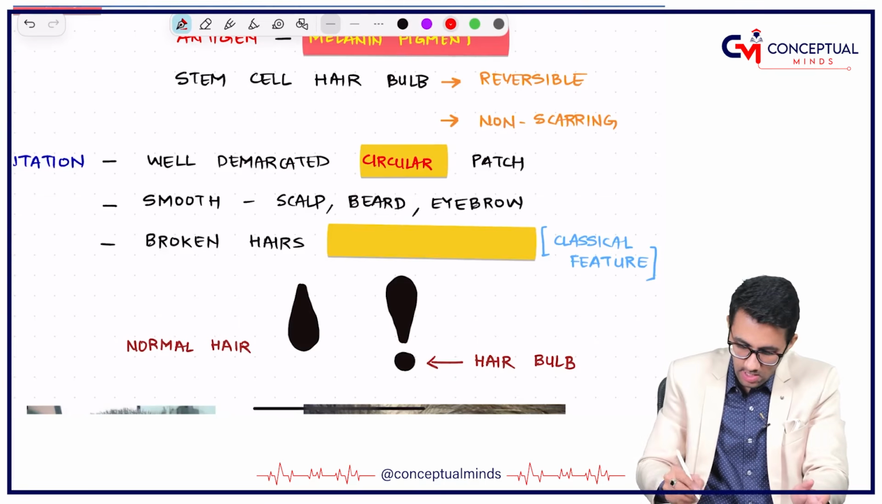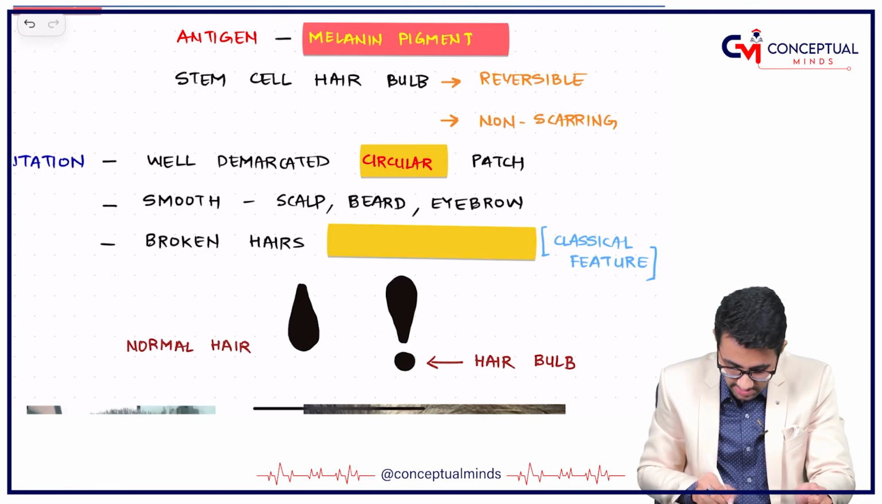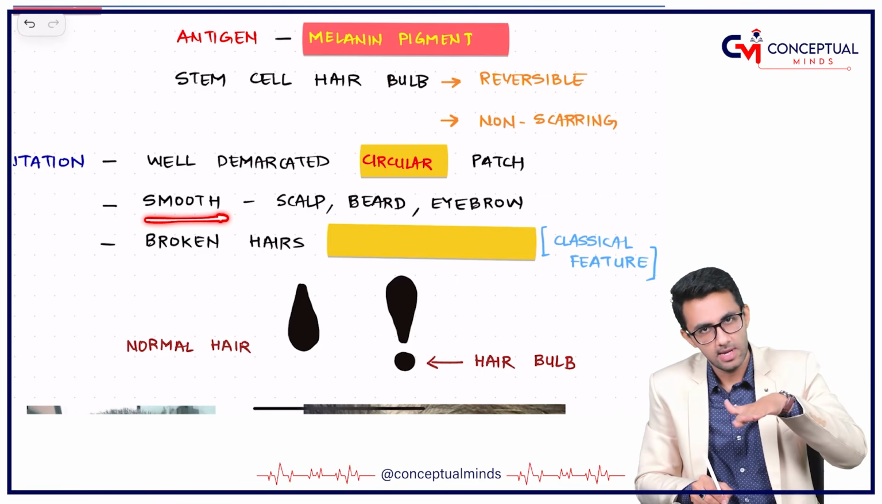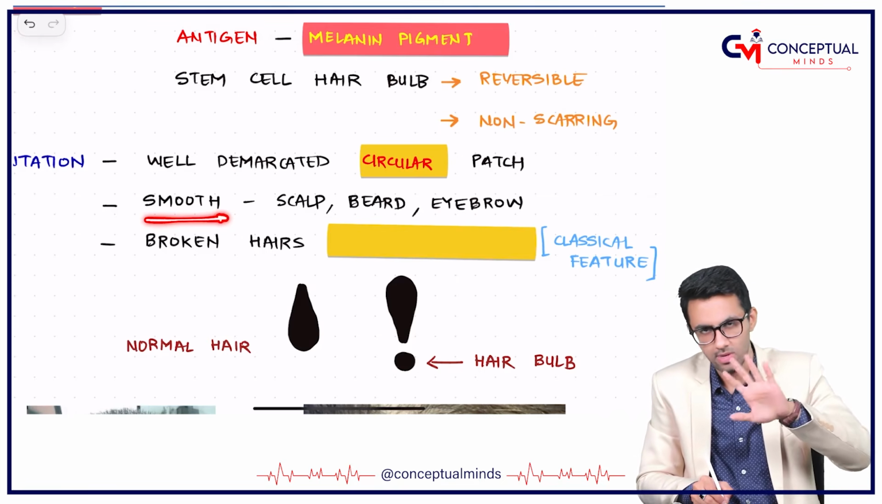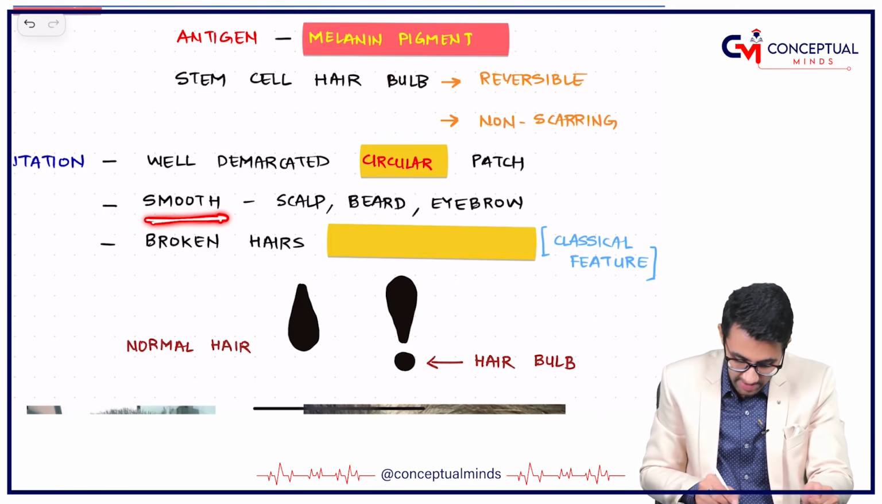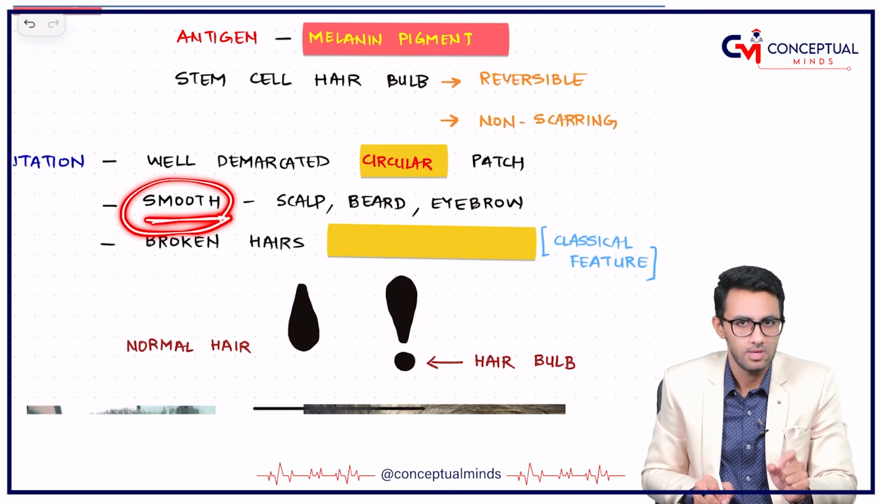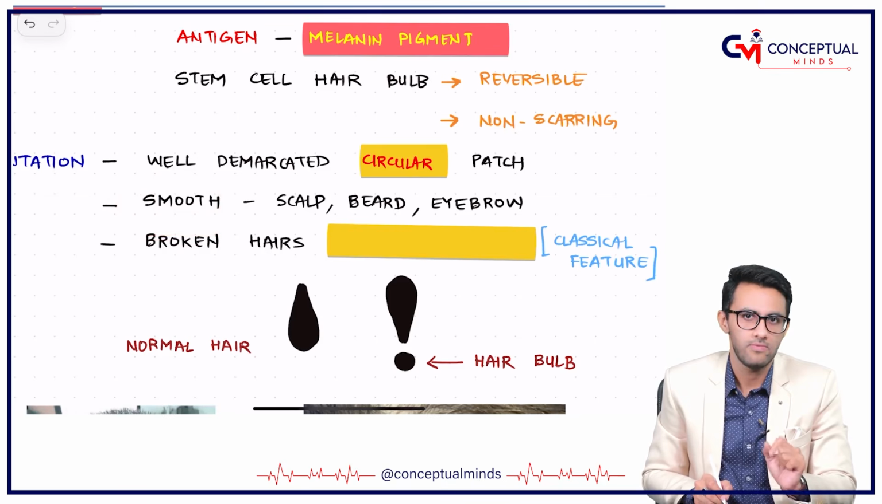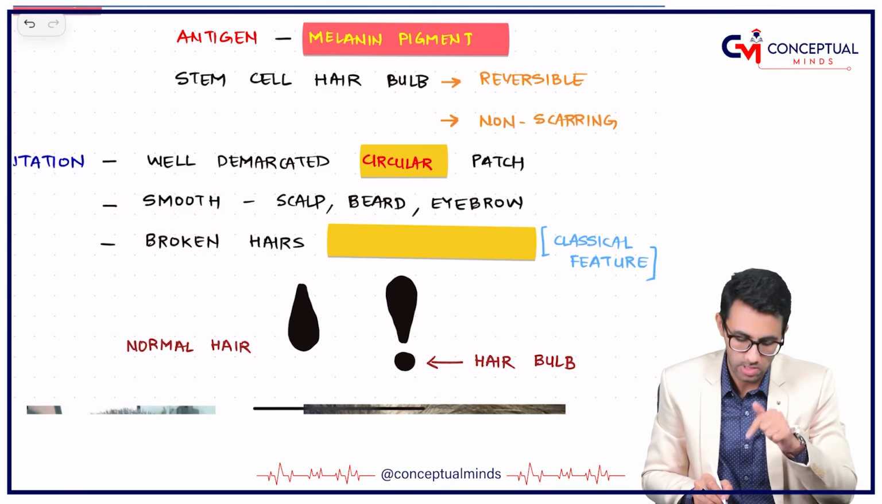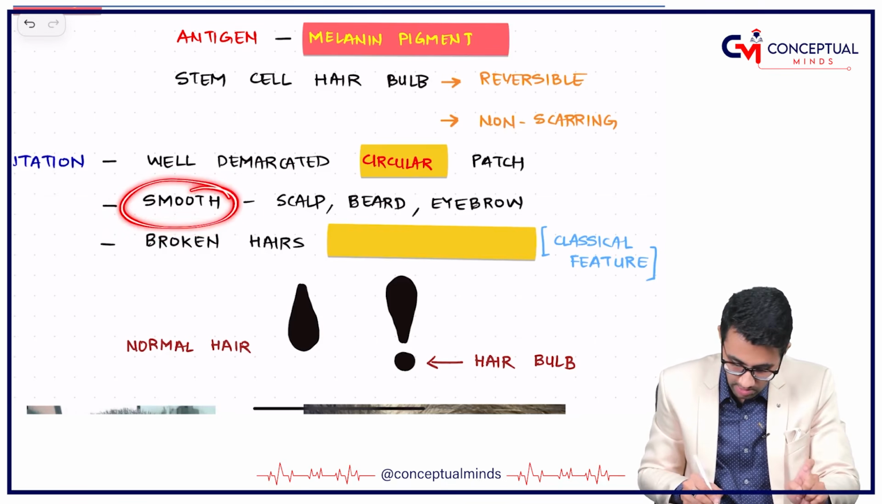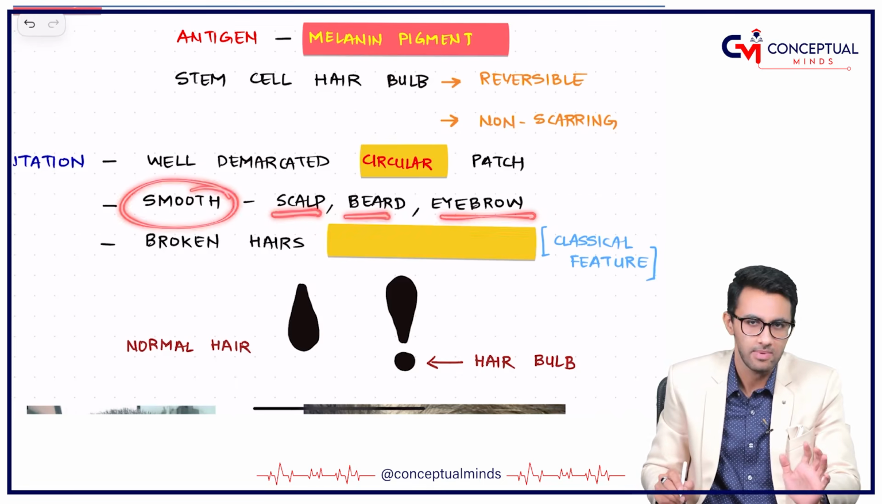Where it happens, the patches are smooth. Why smooth? We should know, because in the next one we will be learning about hair breakage, and in that condition it is not smooth. We have some different findings over there. So this point is important here, please mind it. Scalp, beard and eyebrow, it can happen anywhere.